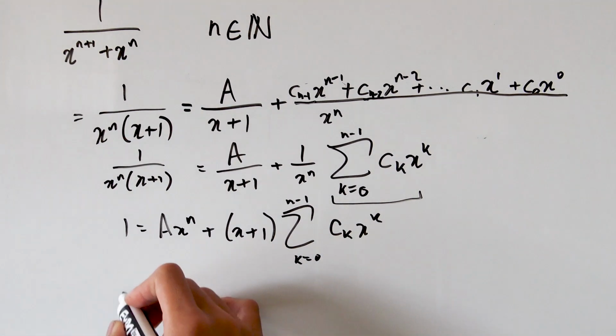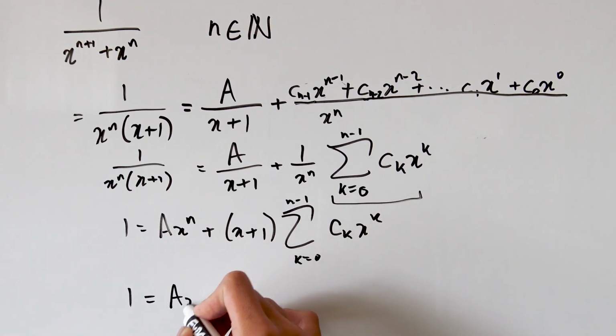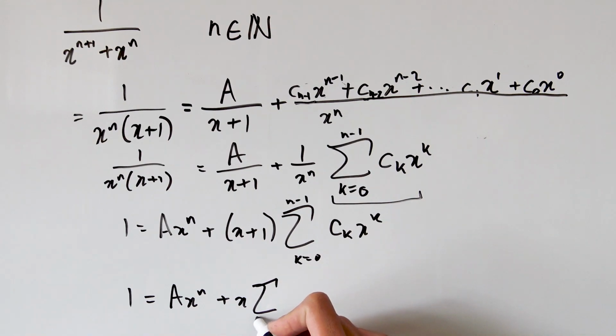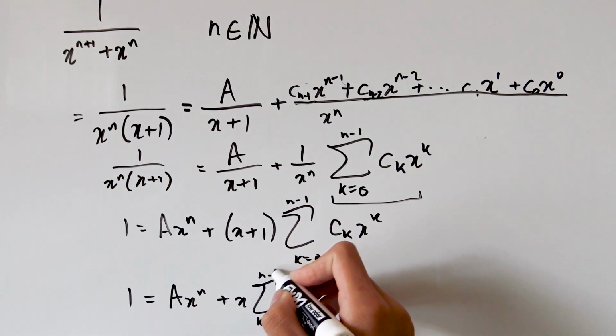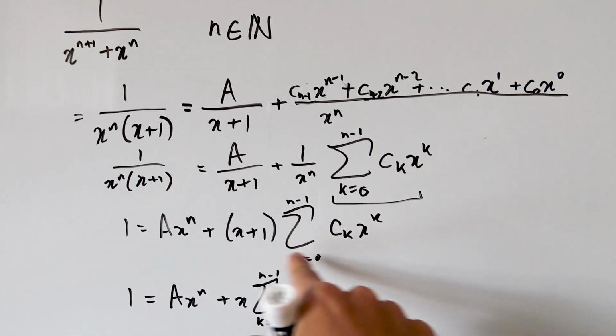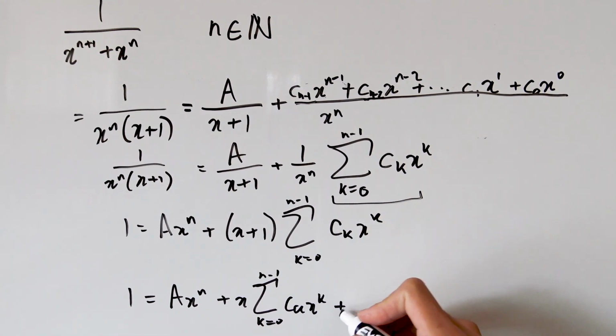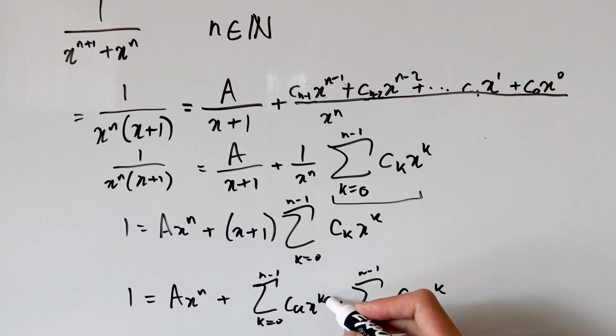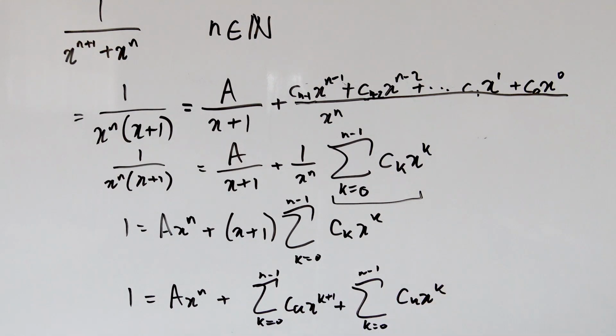So what we get is 1 being equal to a times x to the n plus x times the sum running from k equals 0 to n minus 1 of ck x to the k, and then multiplying the sum into this 1 here, we're just going to get the same thing. And you see here, for this first sum, we have this lonely little x floating around. So why not invite it into the sum? If we bring it into the sum, we're just adding 1 to this exponent right here.